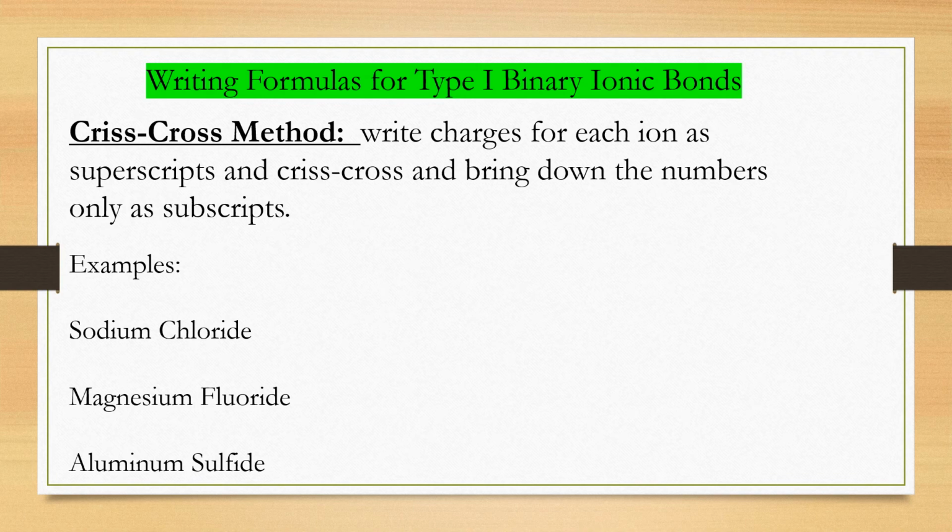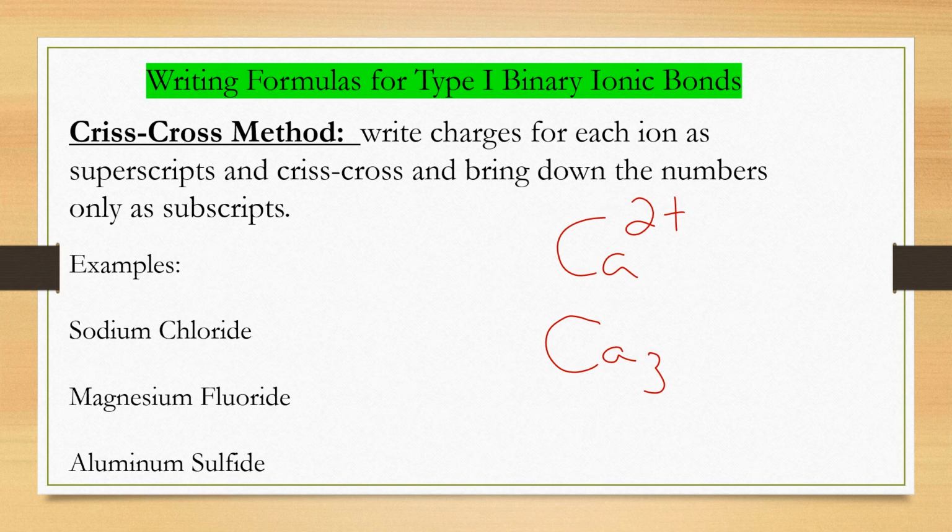We're going to use something called the crisscross method. The crisscross method has us write charges for our ions as a superscript. So let's talk about what a superscript is. If you have calcium with a 2 plus up there, that's your superscript. So your charge is written as a superscript. I think about it like Superman flies in the air, so a superscript is up above. Whereas a subscript would be down here.